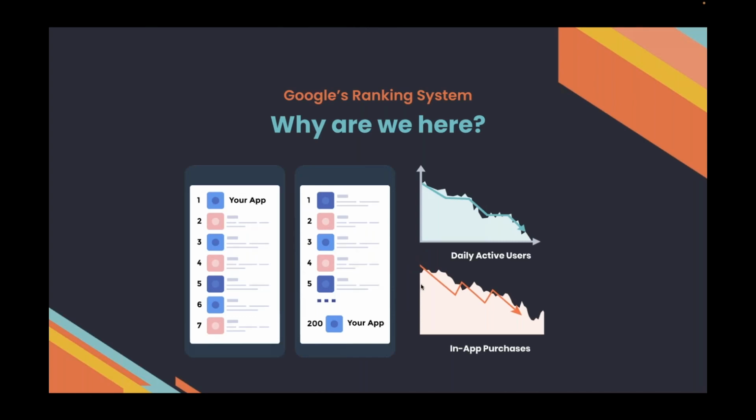So I guess the first question is, why are we here? So this is basically all to do with Google's system for ranking apps. You could have a really great app which has great search results, like at #1 in your category. But if you have poor Android vitals, then Google will downrank you. So you're much lower on the search results and you don't show up as a featured app. And that leads to obvious consequences. So your daily active users start going down, in-app purchases and revenue might go down.